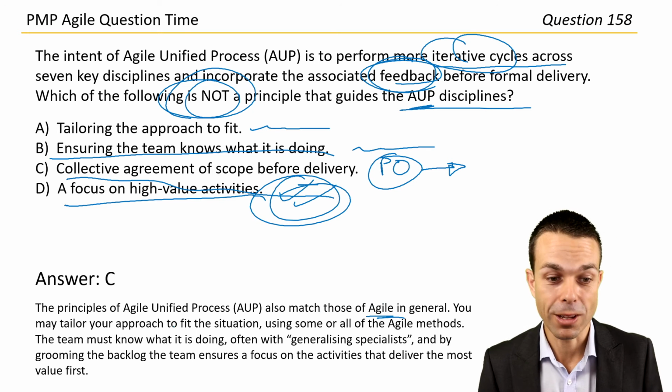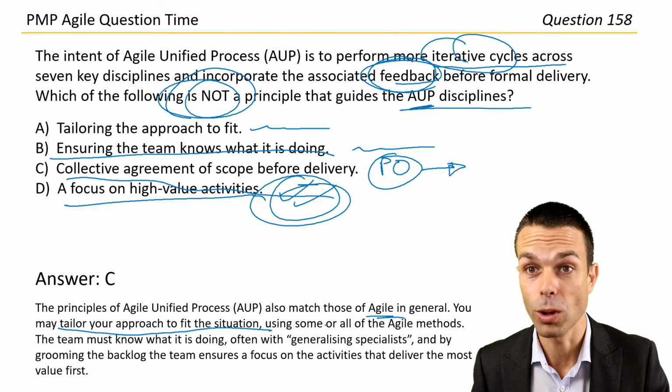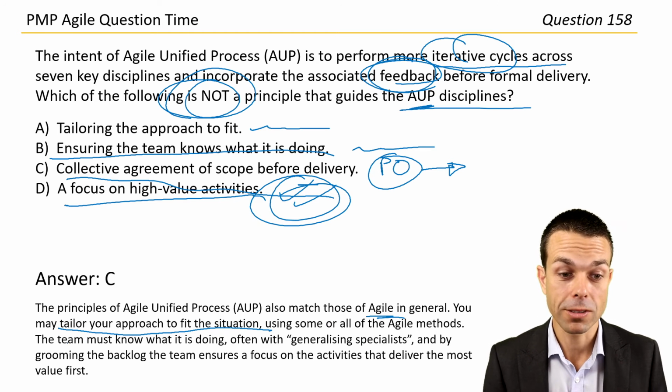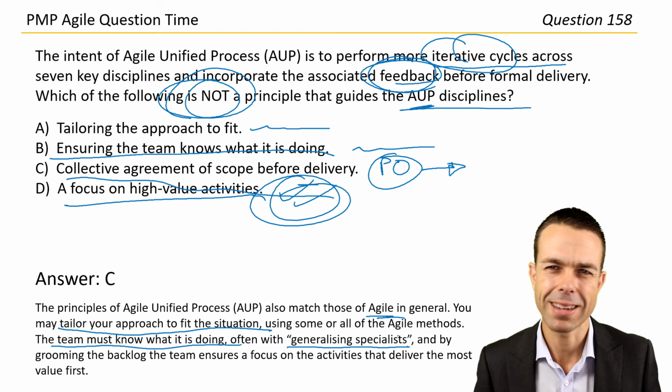Okay, good. So the principles of Agile Unified Process also match those of Agile in general. You may tailor your approach, absolutely, to fit the situation, using some or all of Agile methods. The team must know what it's doing, often with generalizing specialists. Okay, that does make sense.